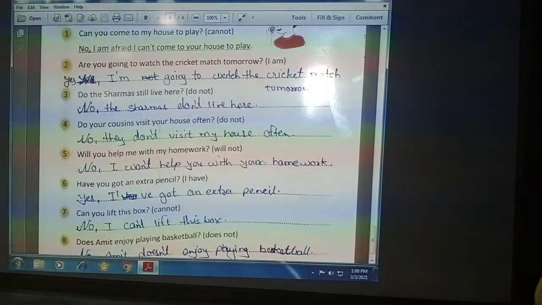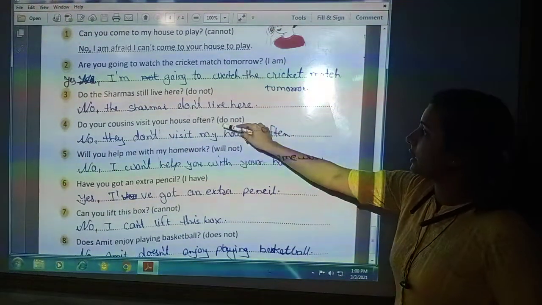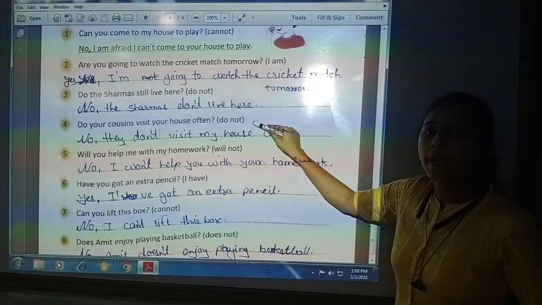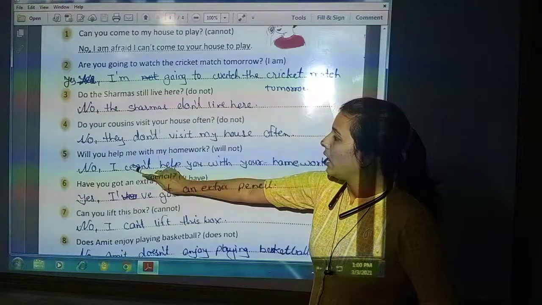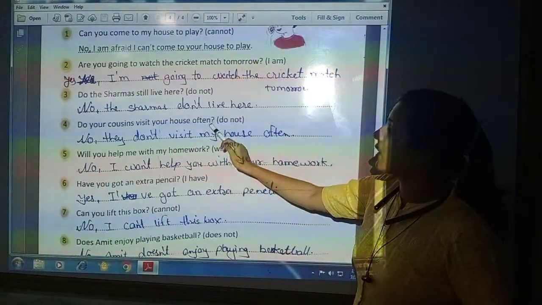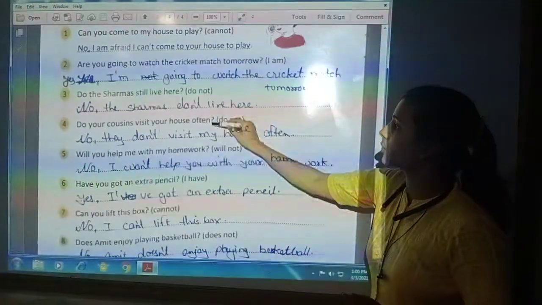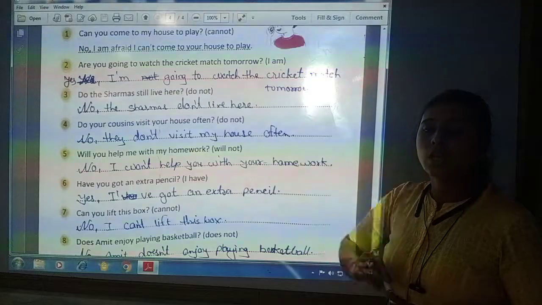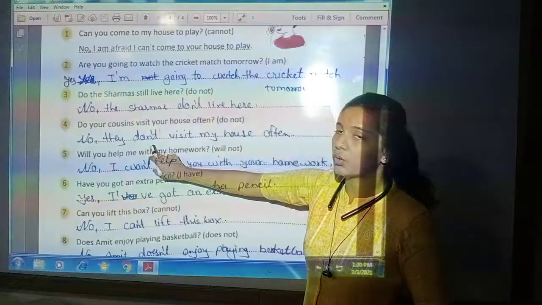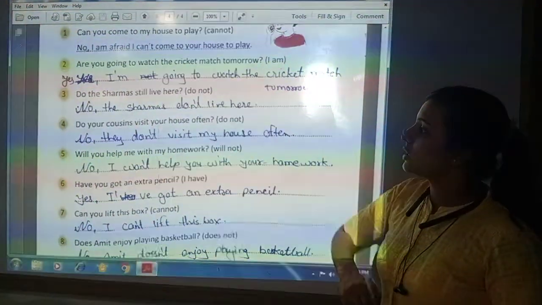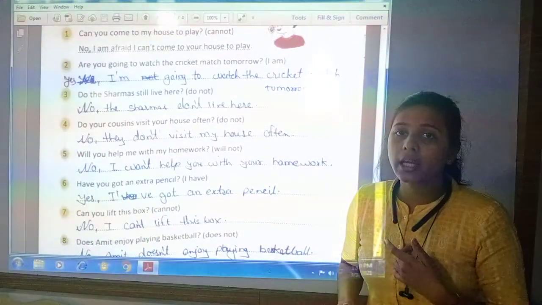Then next one is, do your cousins visit our house often? Here not is given, that means the answer will be negative. So first we will write no, and then they. Now what we have to do is make the short form of the word that is given here in the bracket. So we have to make the short form of do not, and it will be done as don't, as I explained to you already. So it will become they don't visit my house often, or you can write my cousins do not visit my house often.